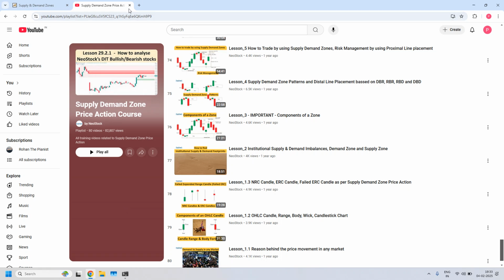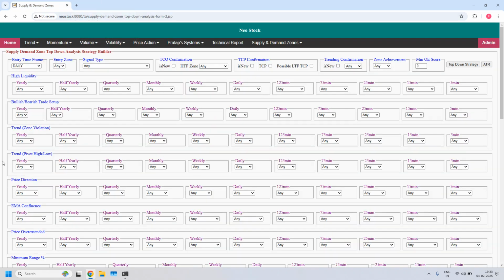Okay, now let's get into report generation. First, I'm going to generate stocks near demand and supply zones for different time frames. And from yearly to daily also, I will identify the stocks where price closed inside the demand and supply zones.